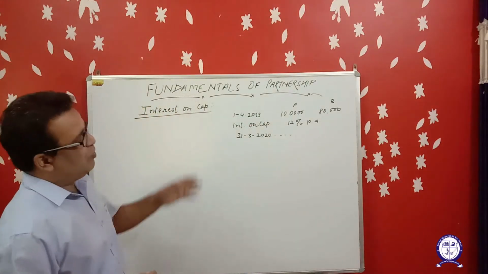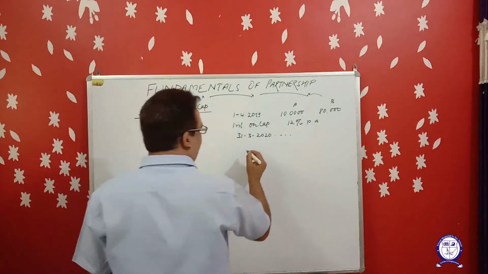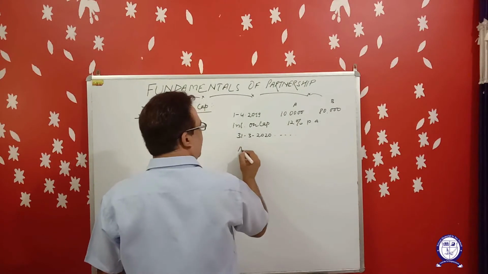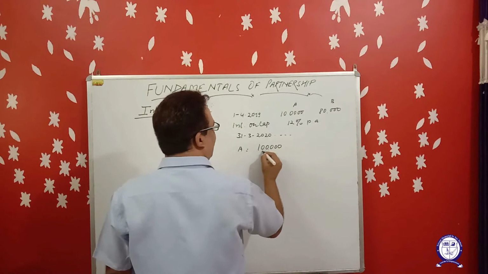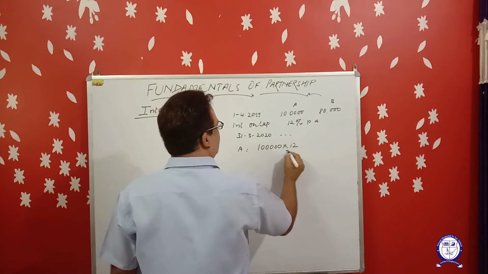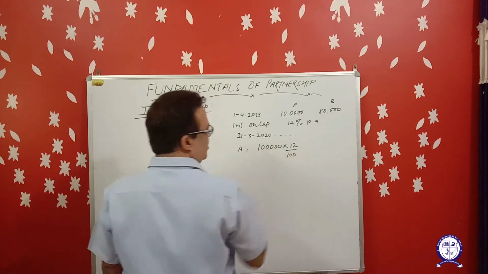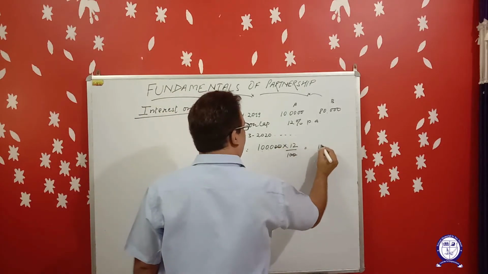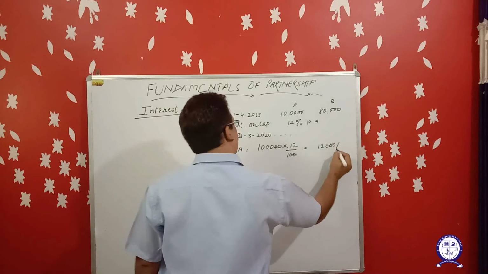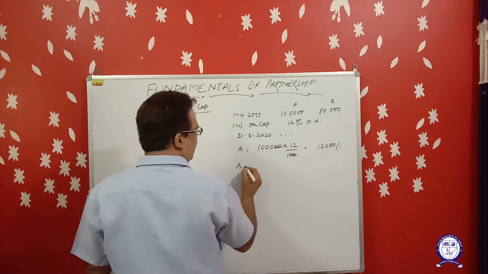So how we will calculate interest? It's very simple. The amount of capital is 1 lakh. The rate of interest is 12%. So 12 by 100. The amount of interest on capital will be 12,000. It's very simple to calculate.